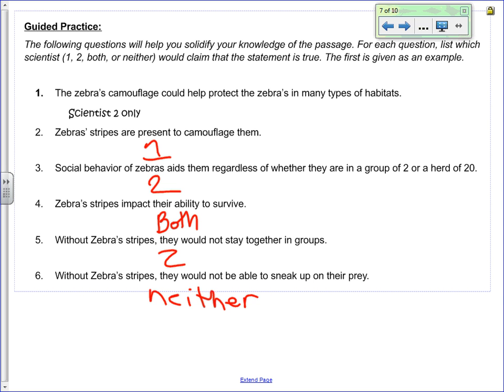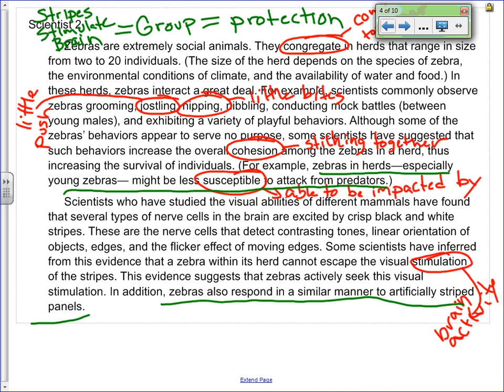Oh, quick question. Can you explain number 3 again? Yeah, number 3. So social behavior of zebras aids them regardless of whether they are in a group of 2 or in a group of 20. If we go back to the original paragraph, we see that scientist 2 refers to them in group herds in size of 2 or size of 20. So he's saying they stay in groups to stay protected.